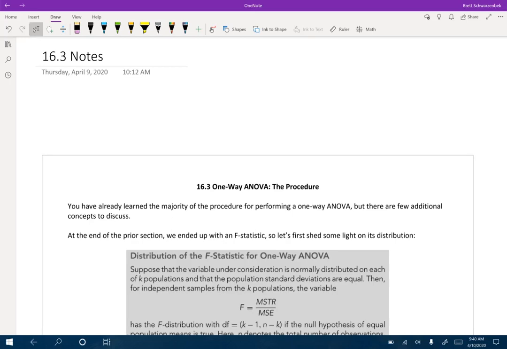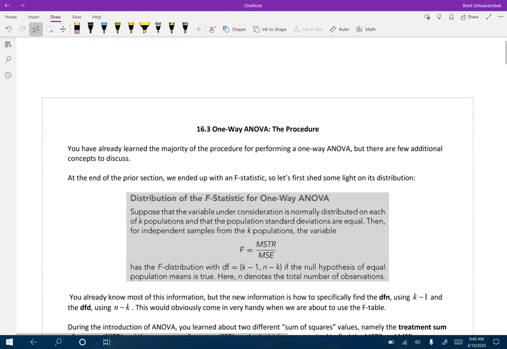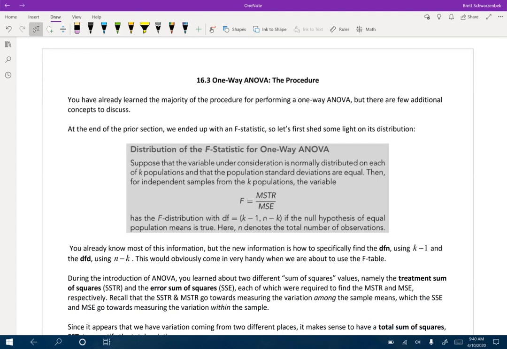Okay, so this is the 16.3 notes for statistics honors. In the previous lessons, 16.1 and 16.2, we talked about how to use the F distribution table, as well as some of the logic behind the ANOVA. This lesson will pretty much bring it all together, and we'll be running some tests to verify if something is significant or not.